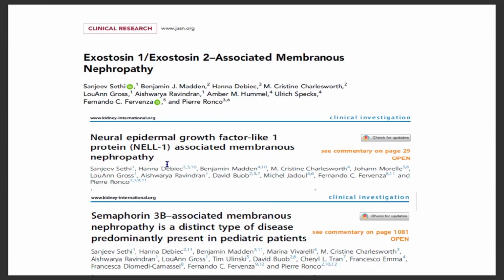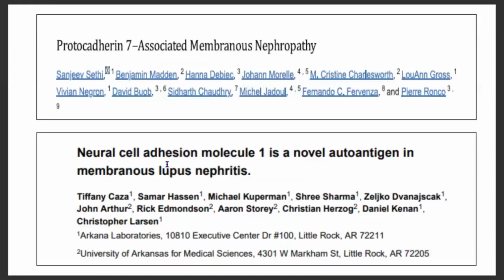Then there was an intriguing curiosity about children developing membranous nephropathy. We had no answer as to what is happening to these small children, 2, 3, 4, 5 years of age, developing a disease which is actually more prevalent in a much older population. So there was something different in these kids. And we discovered that semaphorin 3B is one of the most important target antigens in pediatric membranous GN.